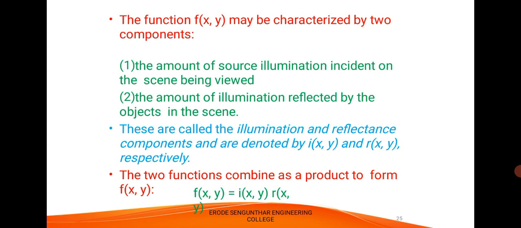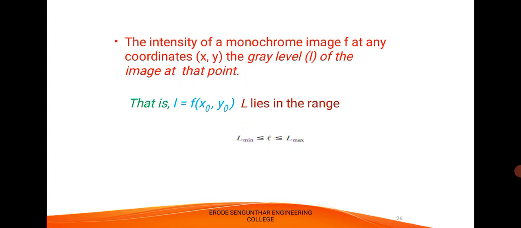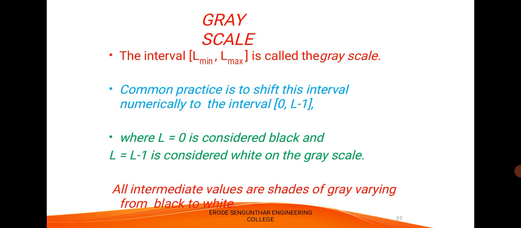So f of x comma y is nothing but the multiplication of the illumination I of x comma y and the reflectance R of x comma y. The intensity of a monochrome image f at any coordinate x comma y, the gray level L at that point, is given by L is equal to f of x naught comma y naught, and L lies in the range L minimum to L maximum. The interval between L minimum and L maximum is called the grayscale.